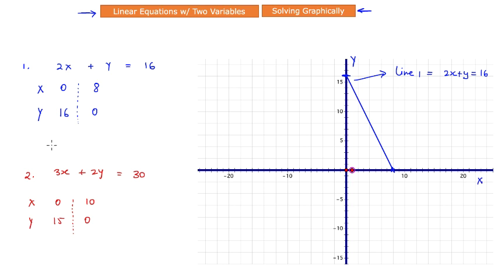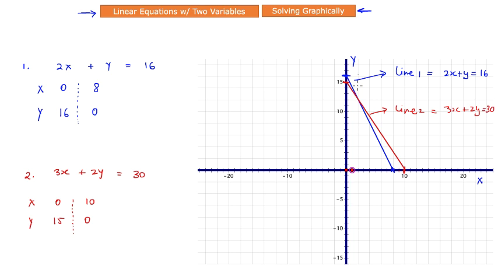In case of the second line, my pairs are x is 0 and y is 15, which is right here actually. And x is 10 and y is 0, meaning I am precisely at this point. Now let us connect these 2 points via a line. So x is 10 and then it connects to this point, and there you go. Now let's label it as well. So this is my line 2 or equation 2, and that will be 3x plus 2y is equal to 30.